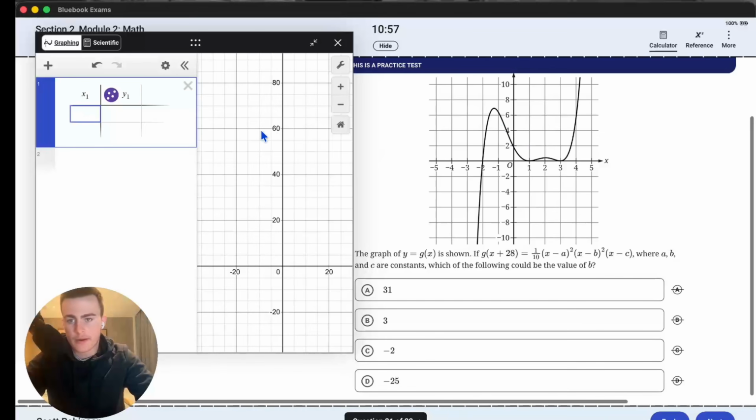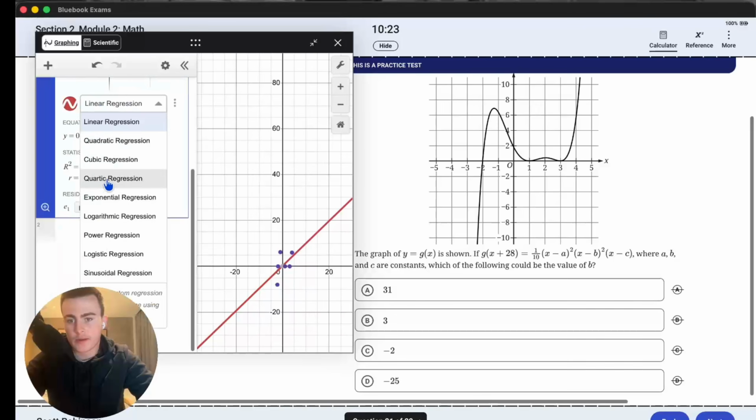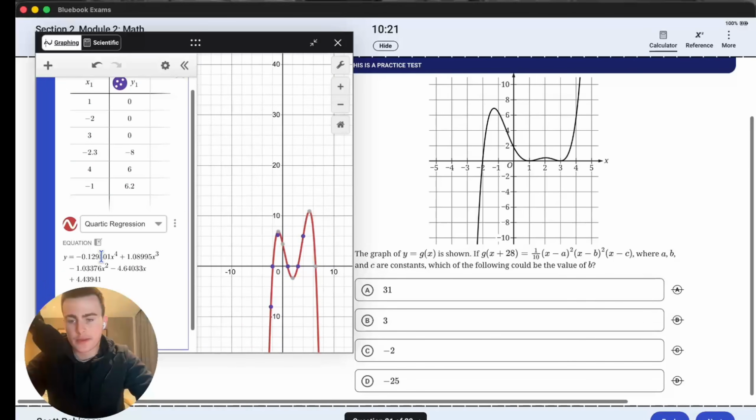I don't really know if this is efficient, but we're going to do it anyway, just to get it right. So we have this graph here. It's going to be 1, 0, negative 2, 0, 3, 0. Let's plug some other stuff in. Negative, like, 2.3, comma, I don't know, negative 8. And then let's see, like, one right here, 4, 6. Is that enough? Let's do this right here. Negative 1 is at, like, 6.2 or something. So we graph this. This is quadratic, by the way. So our graph looks something like this.